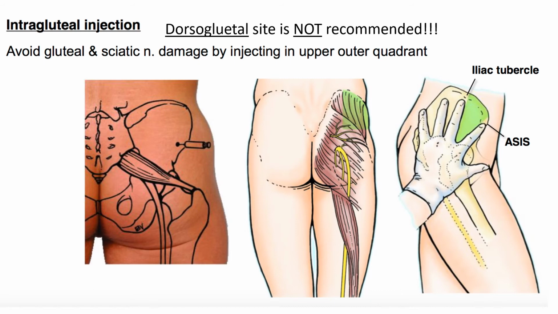Okay, so I just wanted you to see why we want to make sure we're hitting those landmarks and how important it is, because we can damage those nerves when we're injecting in those quadrants. So it's very painful if we do so. Okay, so just be mindful. The dorsogluteal site is absolutely not recommended because of the damage that we can cause if we don't hit our landmarks.